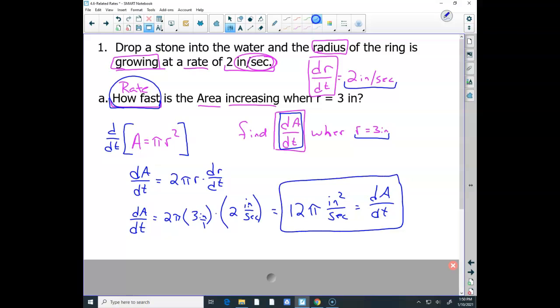So at the instantaneous moment in time when the radius is 3 inches, my area is increasing at 12 pi inches squared per second, right there at that moment in time, okay?